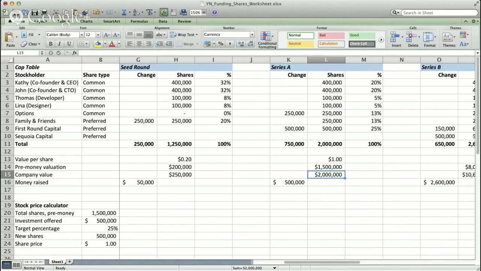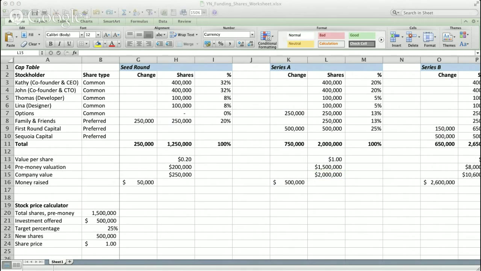So let me just explain the concept of options a little bit more here. And I think I also want to explain the concept of common stock versus preferred stock before we move on to the next half of this spreadsheet. So let's start with the options.